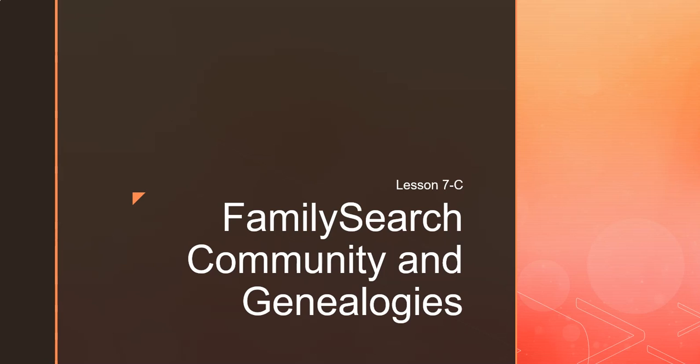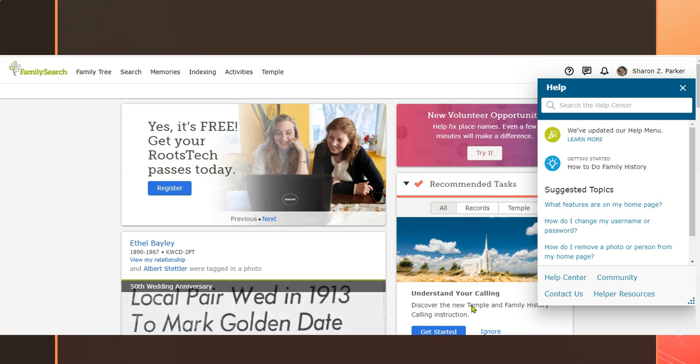This next segment will focus on FamilySearch's community and on their genealogies. When you go to the main menu of FamilySearch, go over to the Help Center, which is identified by the question mark in the upper right-hand corner. FamilySearch Help has changed their format just a little bit, but you still can get to most things the same way as before. And click on Community.